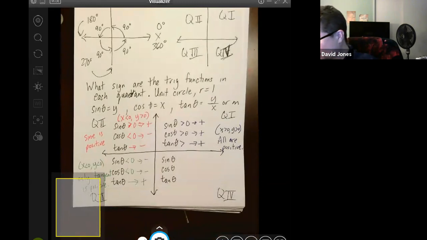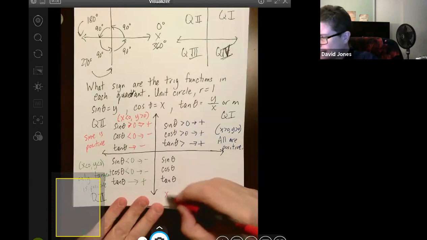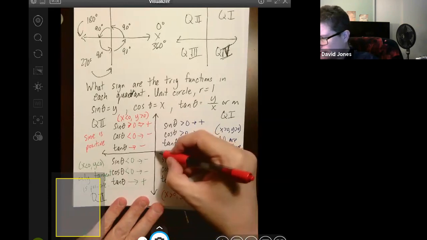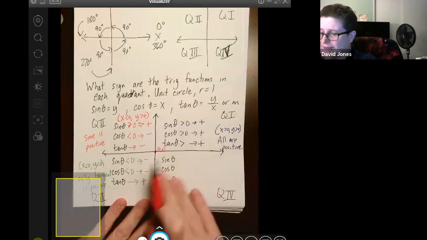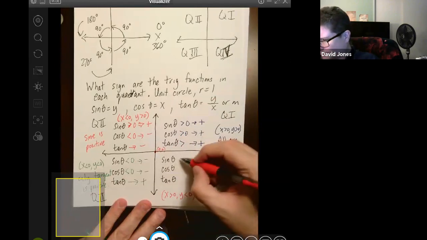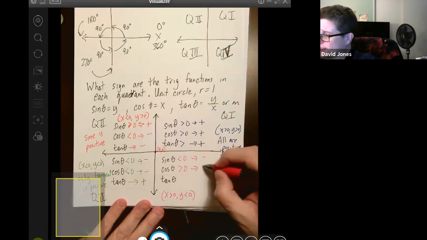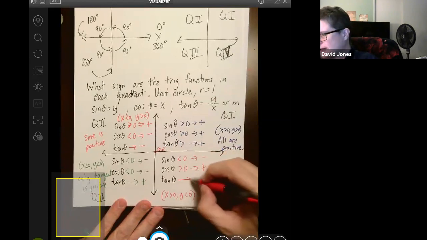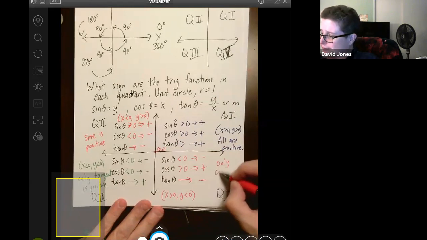And finally, in quadrant 4, here we've got x is now positive, but y is negative. Because remember, this is 0, 0. Anything above it's positive for y, below it is negative. Left of it is negative for x, right of it is positive. Less than 0 is negative. Cosine of theta is positive, it's to the right of the origin. That's negative over positive is negative. Only cosine is positive.